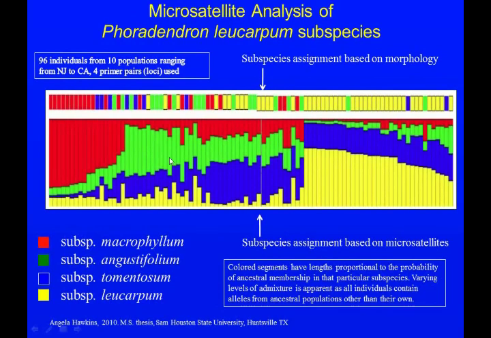But look at these other ones where it conflicts with that. Like right here, we have mostly a green bar, subspecies Angustifolium, but we would have morphologically called it subspecies Leucarpum. So basically, there's varying levels of admixture that's apparent in all these individuals, and they contain alleles from ancestral populations other than their own. So we have a lot of genetic complexity going on here that's determined by these microsats. So again, not very clear in terms of these subspecies.